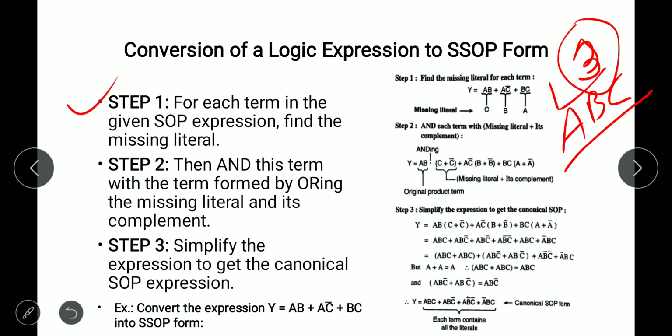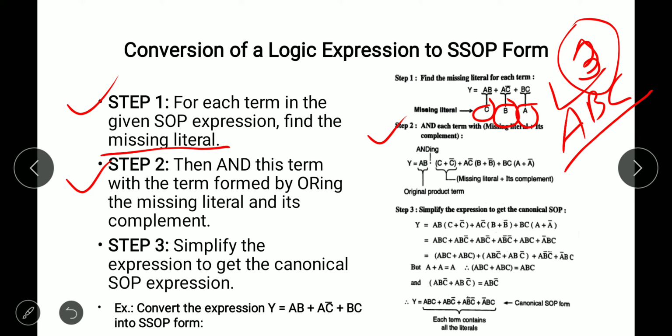The first term is AB, so here C is missing. Second term is AC bar, so B is missing. Third term is BC, so here A is missing. So first we find the missing literal. Then step 2: AND each term with the term formed by ORing the missing literal and its complement.